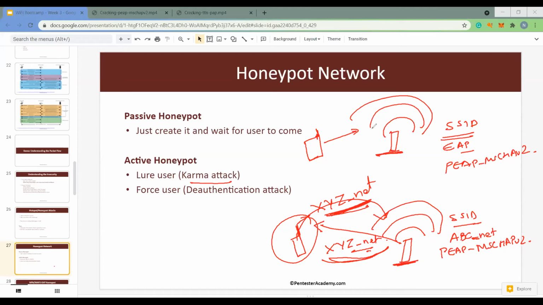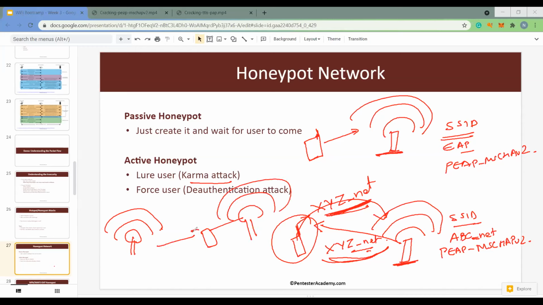Another way, obviously, is by using deauthentication attacks, right? You have your fake access point that you have created. The user is connected to some valid access point. So what you can do is send a spoofed deauthentication packet. This guy will disconnect from here. Make sure it is disconnected from here and connected to your network, which is using the same SSID as this SSID, right? So that is your deauthentication attack.